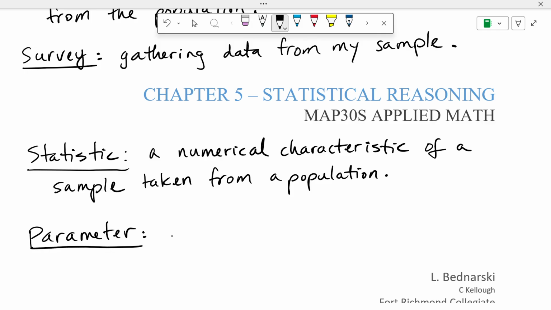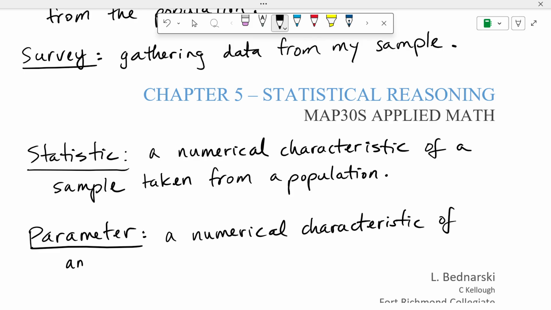Parameter is the word we use for a numerical characteristic of an entire population. So technically speaking, the average height of every student, or the average height of the school, if I did a census of it, would actually be what's called a parameter of the school. The tallest kid in the entire population is a parameter of the school.